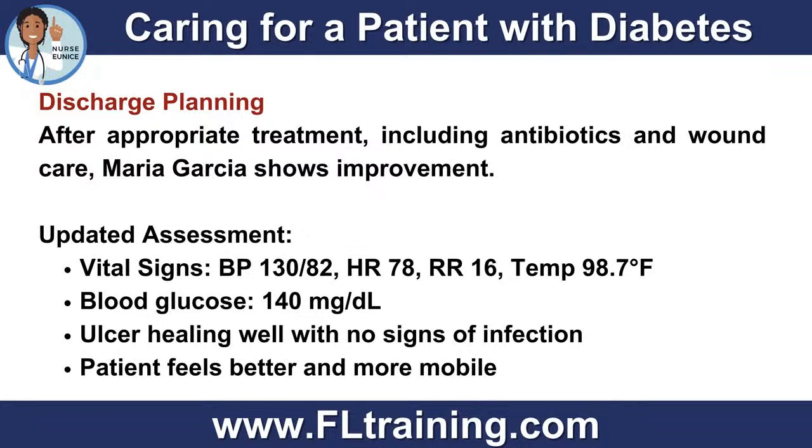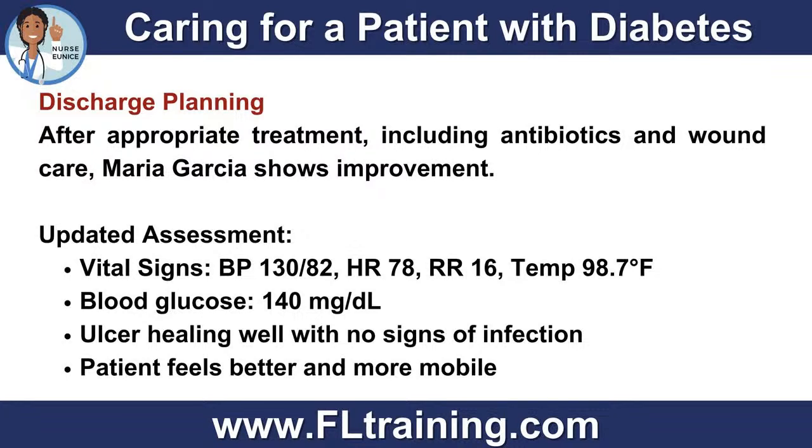Discharge planning. All right, so after appropriate treatment, including antibiotics and wound care, Mrs. Garcia shows improvement. Look at that blood pressure. It is getting normal. It is 130 over 82 because she's probably in less pain. Heart rate 78, respiratory rate 16. She's afebrile. Blood glucose is 140. Remember, we're not trying to make her perfect. She's a diabetic. So that blood glucose level of 140 is perfect enough for me.